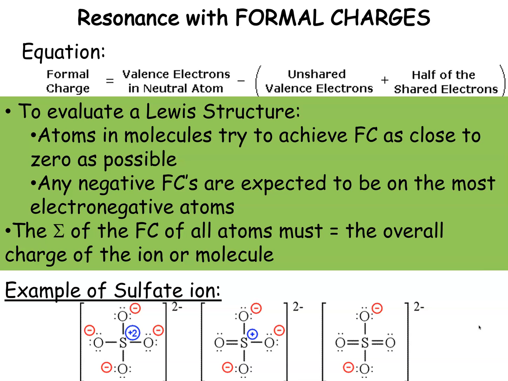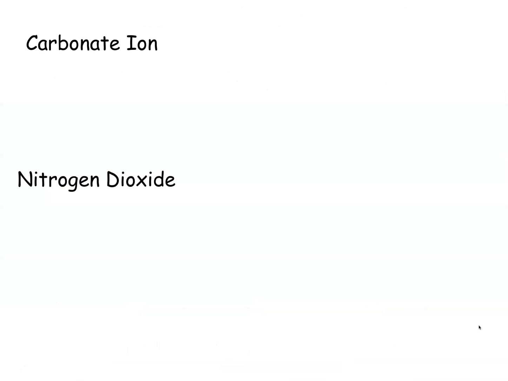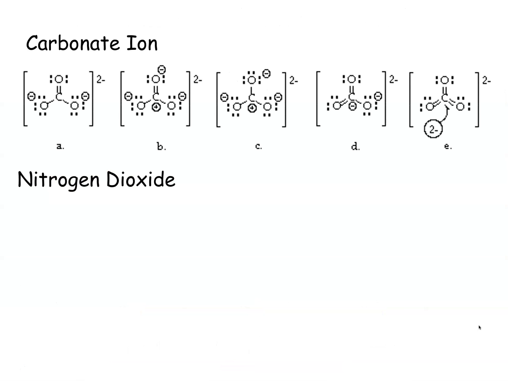Questions on this? Okay. So here's an example, carbonate ion. Again, 5 choices. Which one do we feel would be the best Lewis structure for the carbonate ion? Make your note of A, B, C, D, or E. Okay, hopefully the answer we got was A.